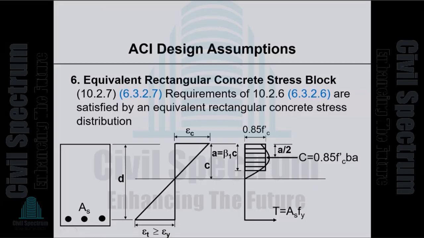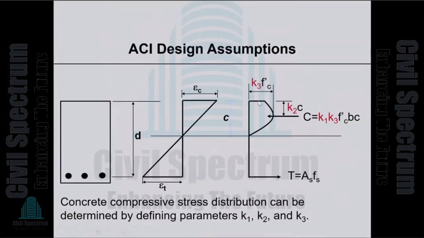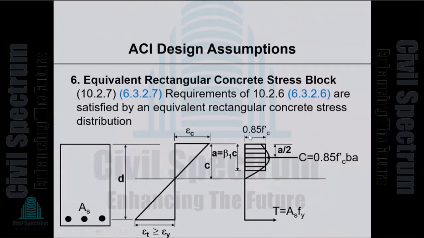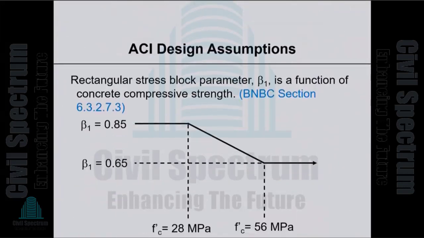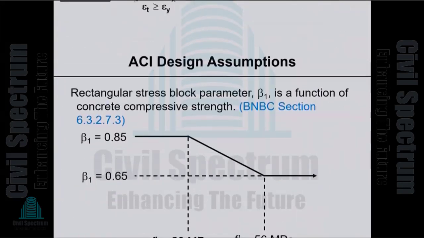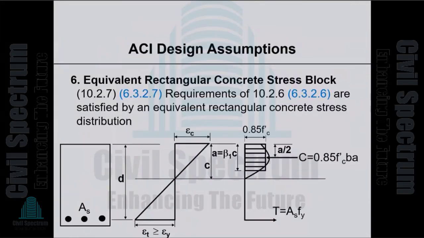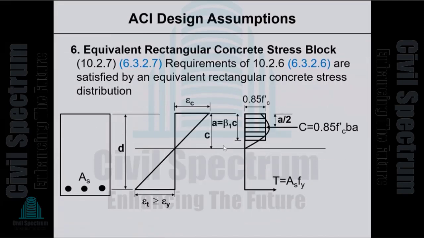The requirements that we consider this kind of nonlinear stress distribution in the concrete are satisfied by an equivalent rectangular concrete stress distribution. Okay. I'll elaborate a little bit more. Okay. So the beta sub 1, remember the stress block depth is the neutral axis depth multiplied by beta sub 1.